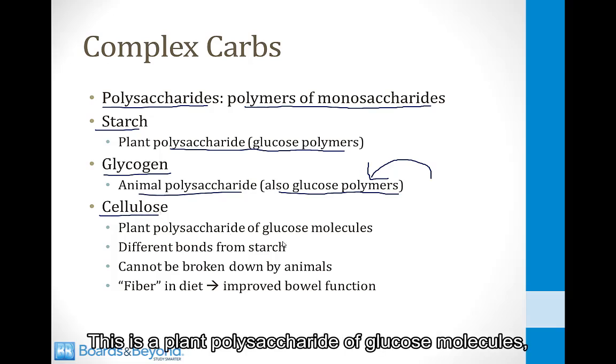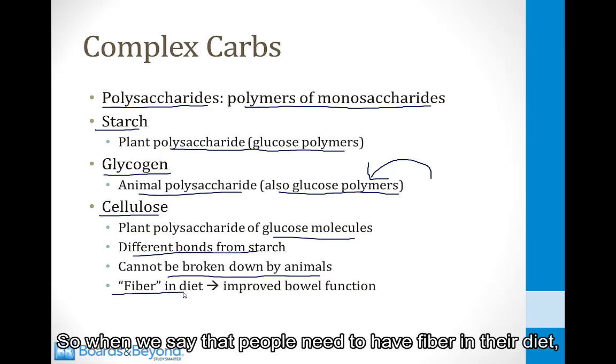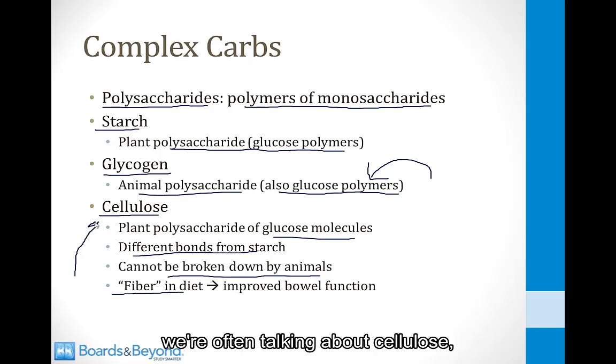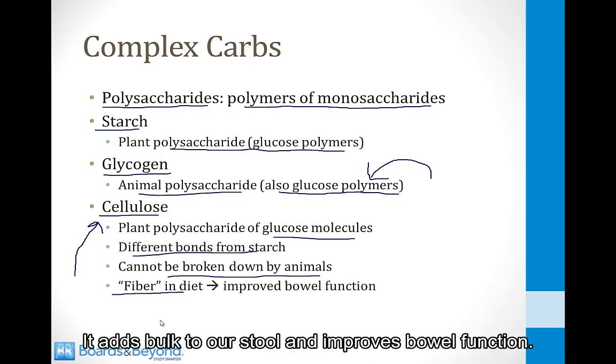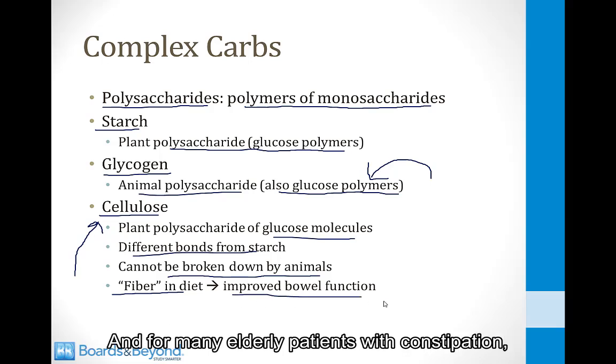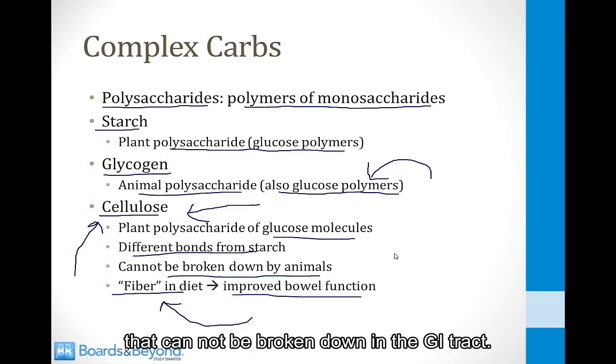This is a plant polysaccharide of glucose molecules, but it has different bonds from starch and it cannot be broken down by animals. So when we say that people need to have fiber in their diet, we're often talking about cellulose because it's not broken down in the human GI tract. It adds bulk to our stool and improves bowel function. And for many elderly patients with constipation, you will recommend fiber in their diet. And what you are recommending is these cellulose molecules that cannot be broken down in the GI tract.